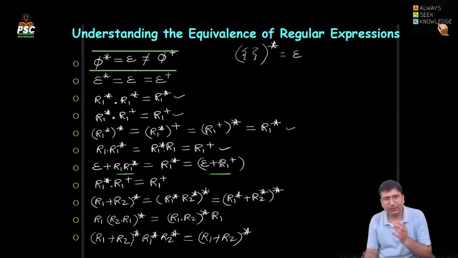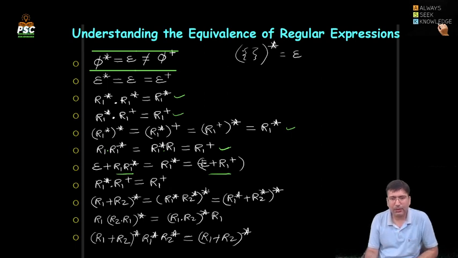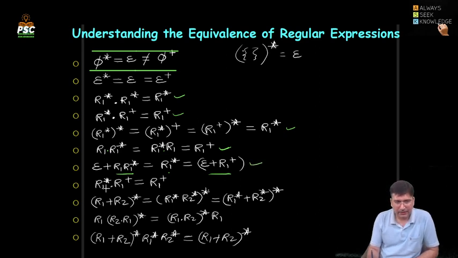R1 में epsilon नहीं होता है, null नहीं होता, right? So in R1, if you include epsilon, it will be equivalent to R1 star. So I hope this is also very much clear. Now if I write R1 asterisk dot R1 positive closure, it will always give you R1 closure, because this may be null, but this is not going to be null, right? So this is also fine.